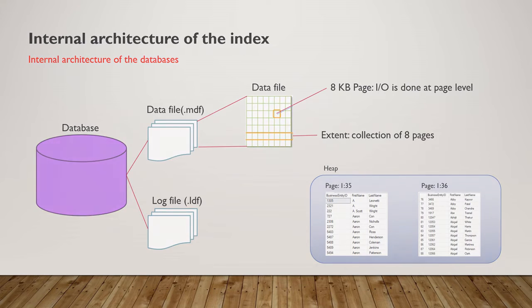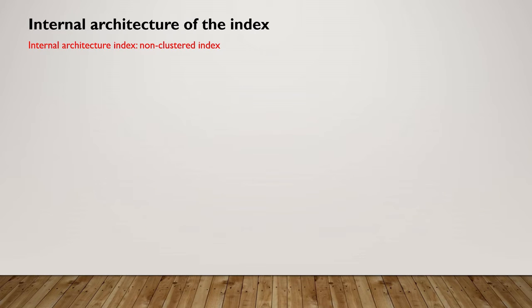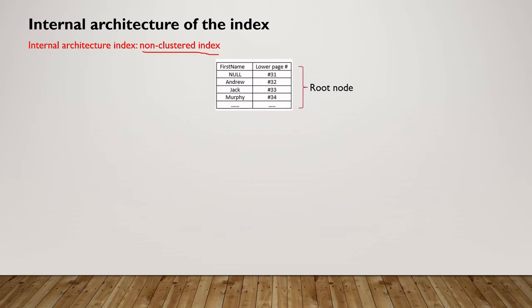Now we understand the structure of the database. Let's switch to the structure of indexes. There are 2 types of indexes in SQL Server, clustered and non-clustered index. I will start with the non-clustered index. First, the index structure is an architecture which is based on the tree structure. Okay, it is based on tree structure.